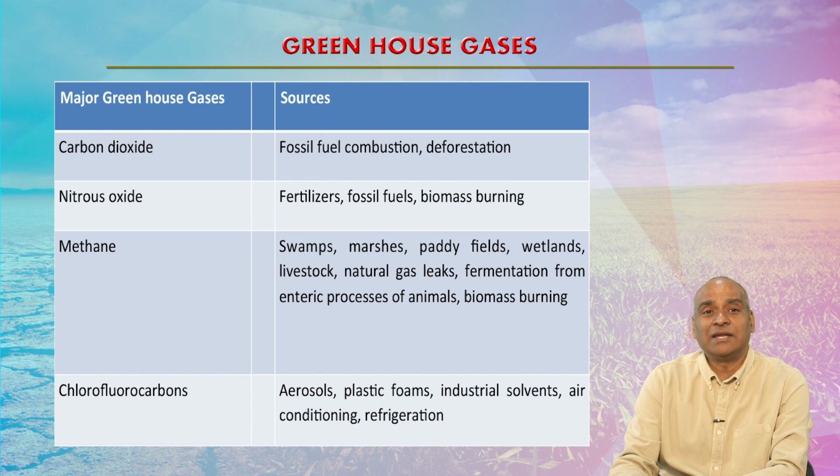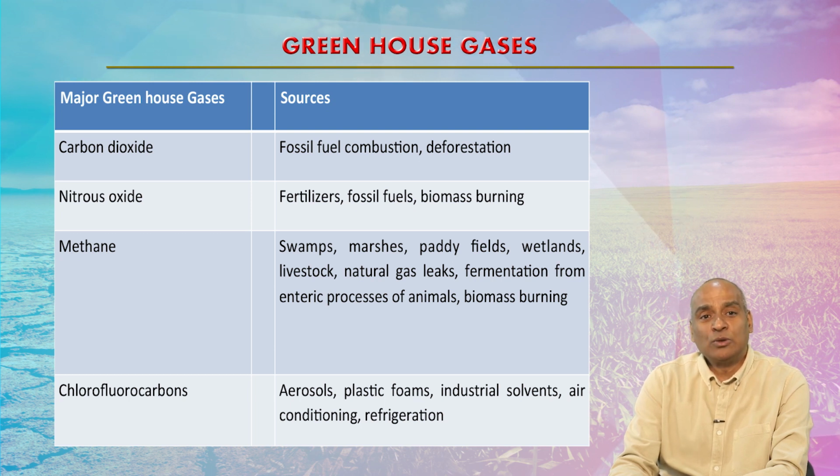Methane is another greenhouse gas which has a great greenhouse warming potential. This is reported in swamps, marshes, paddy fields, wetlands, livestock, natural gas leaks, fermentation from enteric processes of animals, that is, in the alimentary canal, and biomass burning.